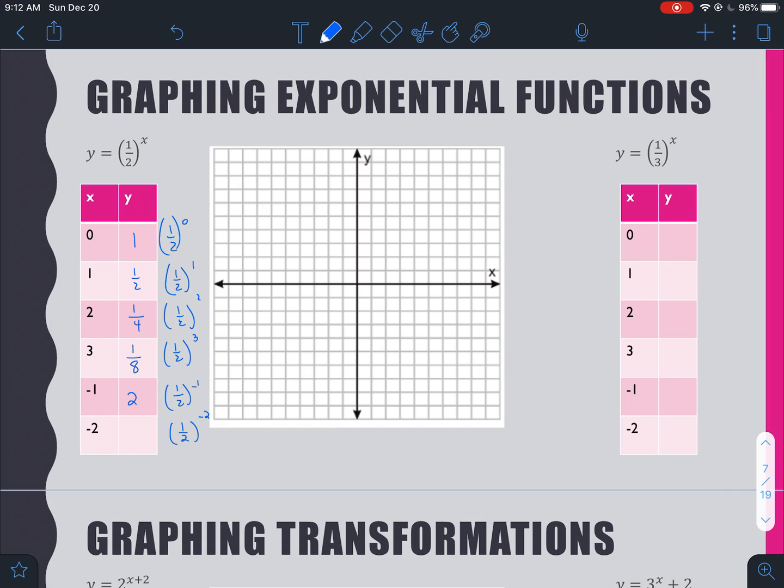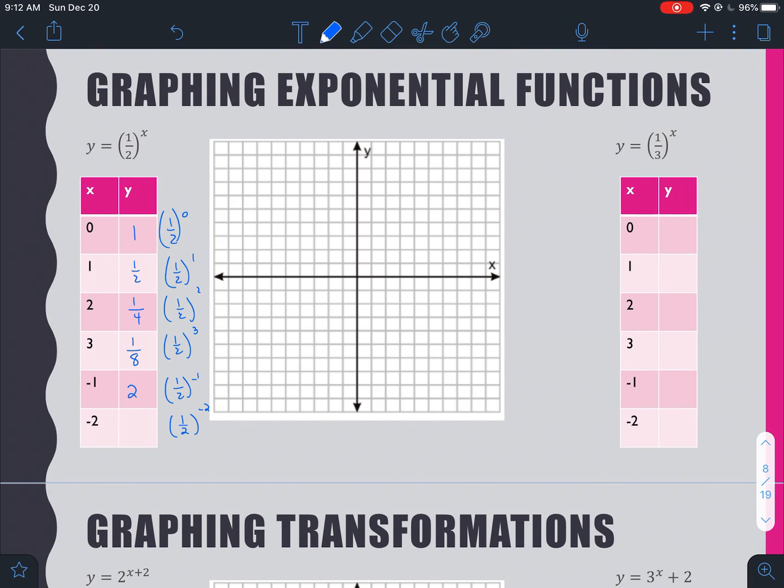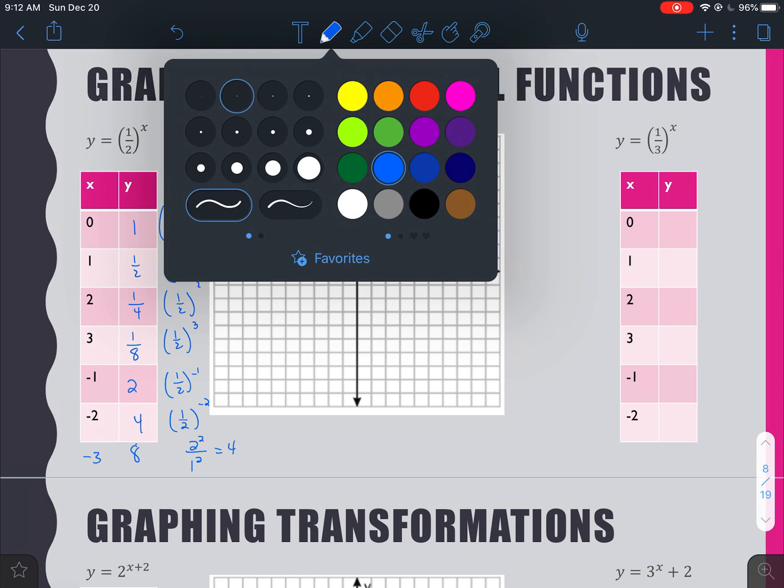1/2 to the negative 1 power, well, you would have to flip it, and so it would become 2 over 1. 1/2 to the negative 2 power would be, flip them both, so it would be 2 squared over 1 squared, which would be 4. So we have 0, 1, 1, 1/2, 2, 1/4, 3, 1/8, negative 1, 2, negative 2, 4. So notice this one, and if we went negative 3, it would be 8. So negative 3, 8. It's a ramp, but this time the ramp's going the other direction.